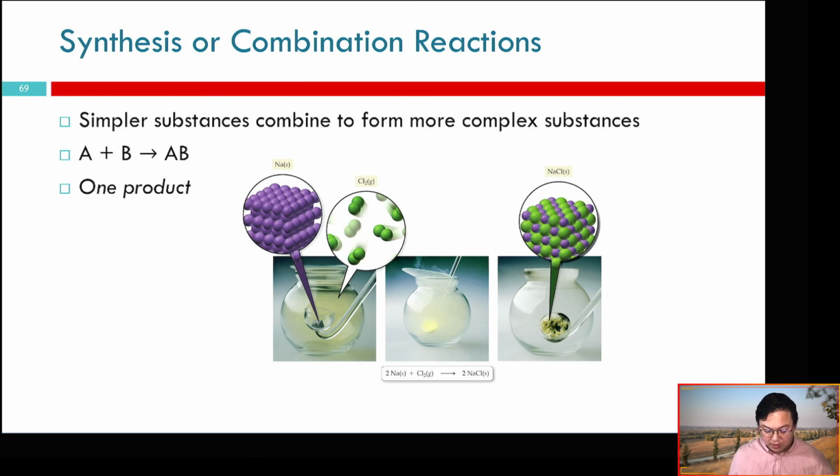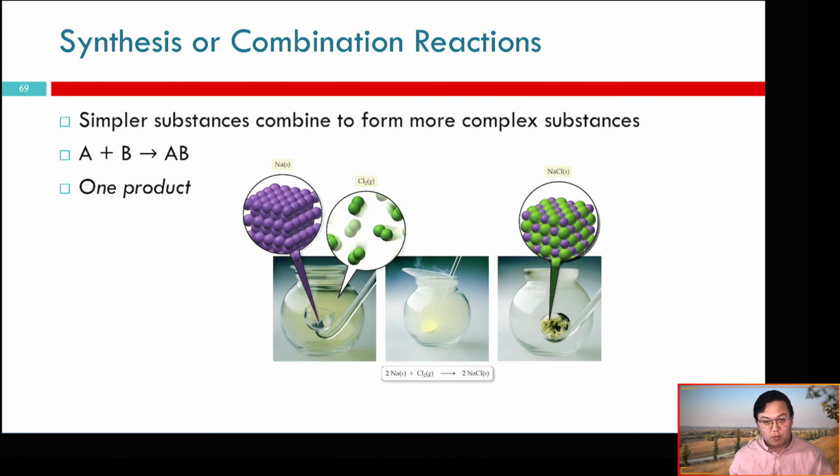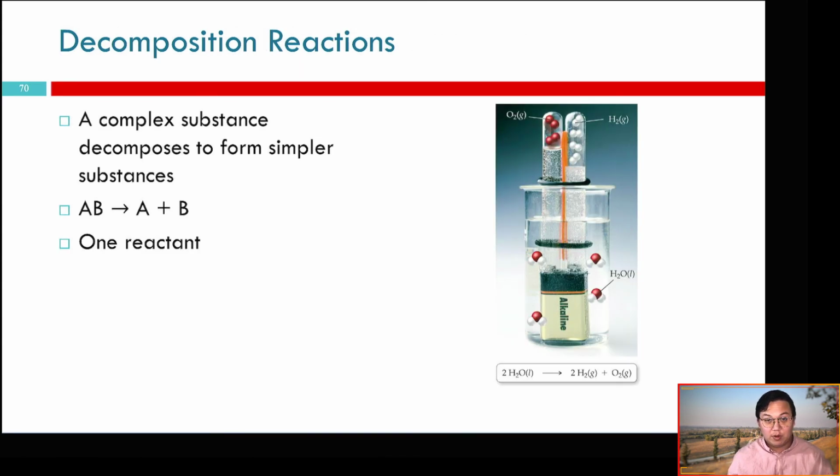So simpler substances combining to form more complex substances, that's our synthesis. We're forming a single compound. So here, combining sodium with chlorine to make sodium chloride. And then decomposition is where we're taking a complex substance that decomposes to form simpler substances. This is what I was talking about, where you take a 9-volt battery and put it in water, and you're taking that water and breaking it up into hydrogen and oxygen. So synthesis or combination, we have one product. Decomposition, we have one reactant.